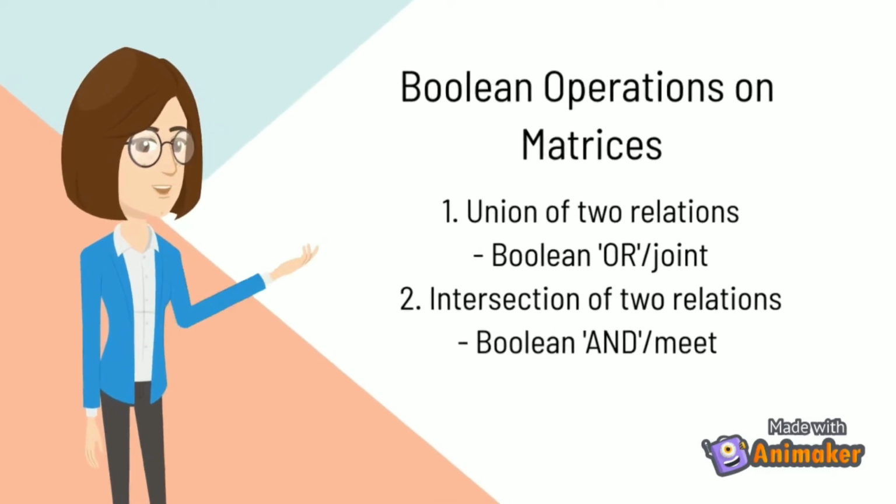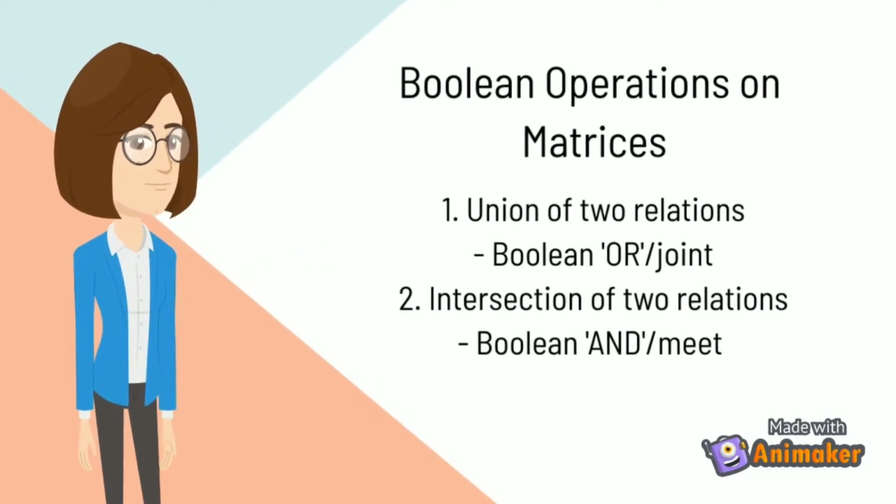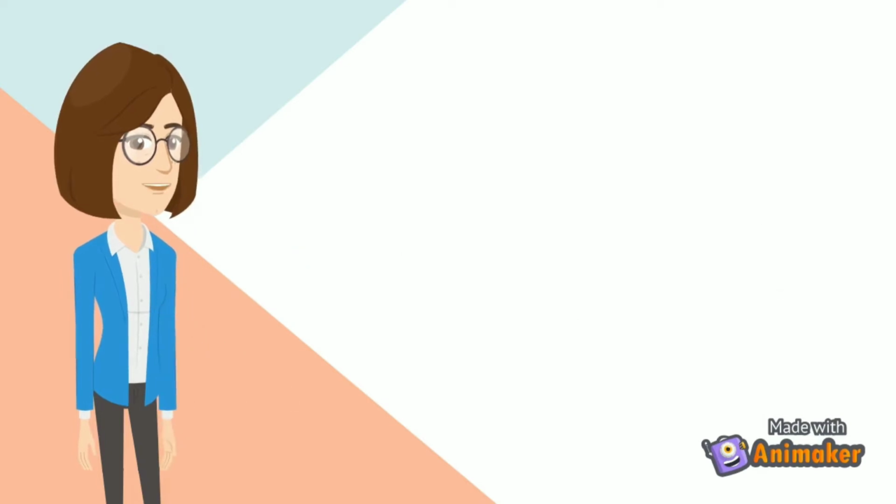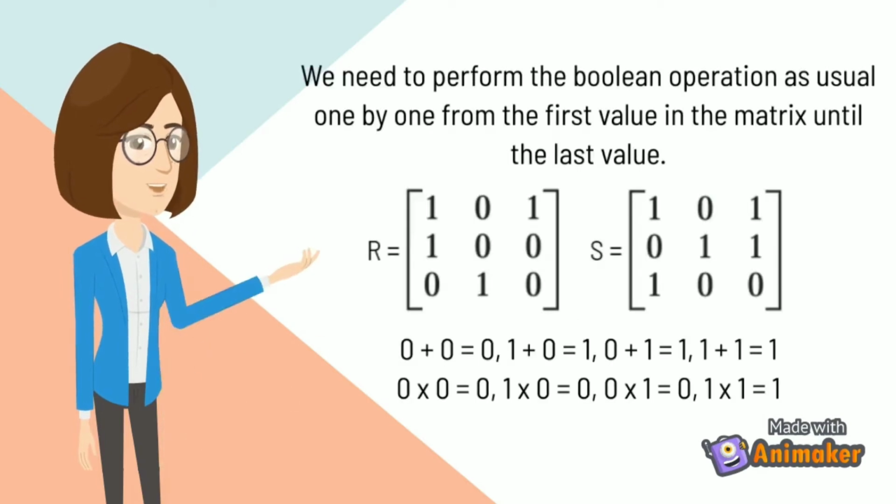Let's now look at the Boolean operations on matrices. For a union of two relations, we use Boolean OR, or join. As for intersection of two relations, we are going to use Boolean AND, or meet. For example, the relations R and S are represented by these matrices. What are the matrices representing R union S, and R intersect S? Basically, we need to perform the Boolean operation, as usual, one by one, from the first value in the matrix until the last value. And the answer would be like this.